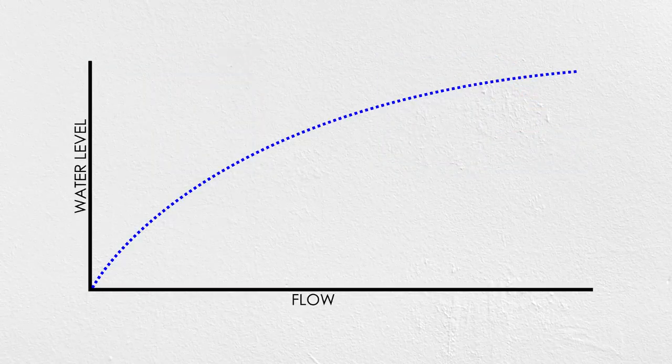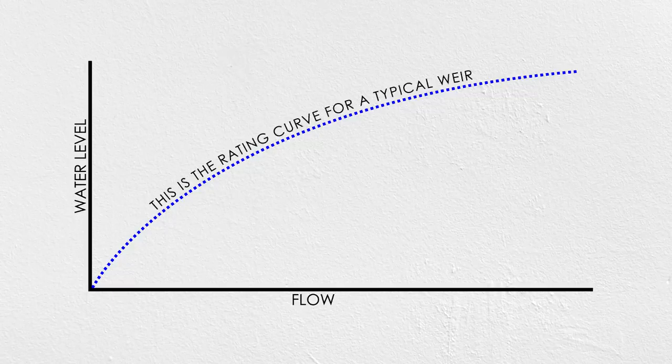The graph of a hydraulic structure's flow versus water level is called its rating curve, and this is the rating curve for a typical weir. In many cases, a weir is a passive structure, meaning that once it's installed, there's no way to change this rating curve, and that's not always ideal.